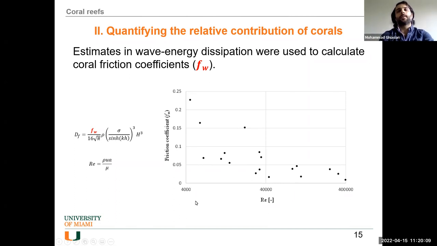But typically, all the conditions that we have in the prototype on the real scale field is summarized between the Reynolds number range between 4,000 to 40,000. So basically, this is the area that is of most interest. And then we can see the wave friction coefficients are not constant and are changing. By doing these experiments, we can get the exact friction coefficient for each condition that we have, and then use it to define our wave friction dissipation and use it in our design.